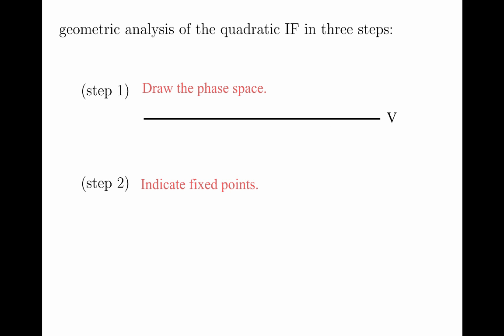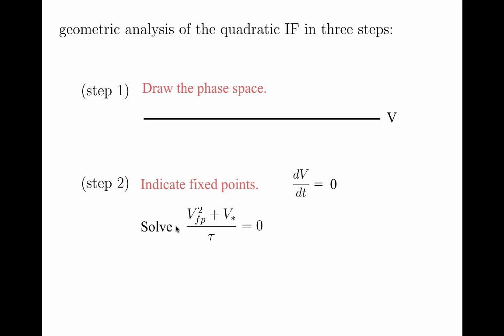Step 2, we'd like to indicate the fixed points on this line. How do we find a fixed point? Well, we want to know where dV/dt is equal to 0. So we want to know where is the voltage no longer changing? Where is it fixed? To do that, we can solve our differential equation in this case. Let's do it analytically.